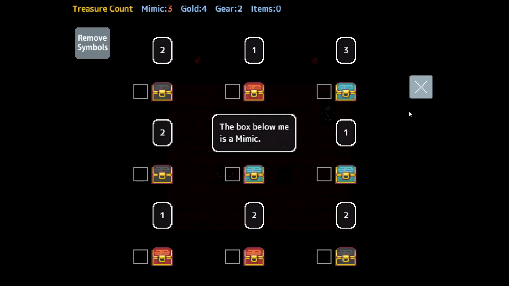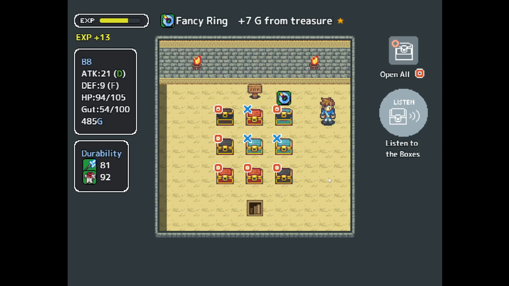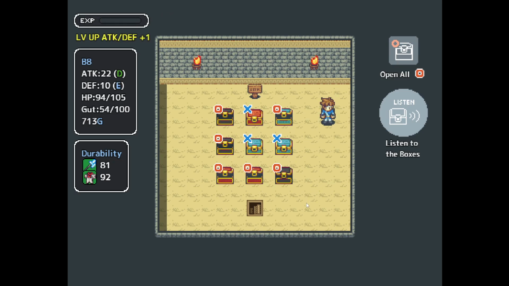Box below me is a mimic, so one of these two has to be a mimic. If this is true, then that's the mimic, that's the mimic, that's the mimic, that's 2, that's 2, that's 1, that's 2, that's 2. Send it. Again, look at the outliers.